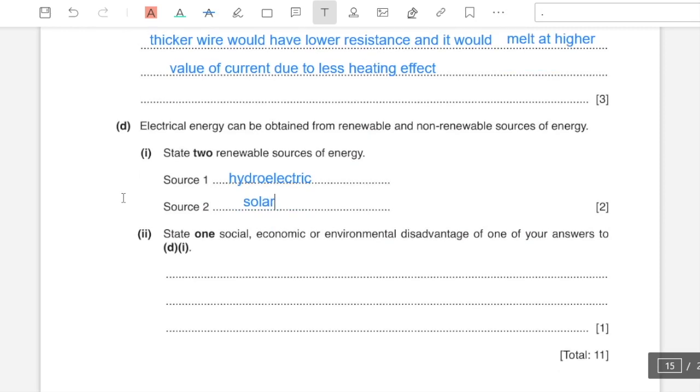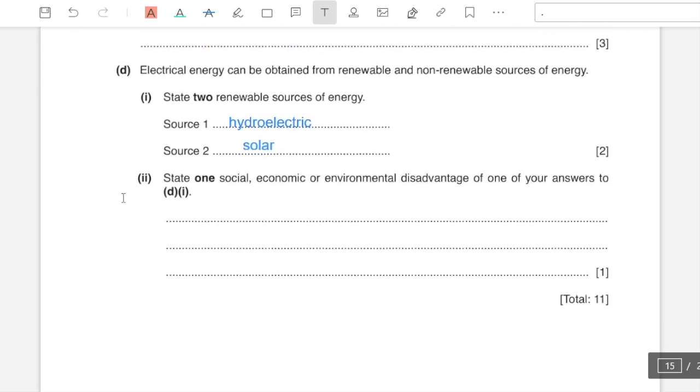Two, state one social, economic, or environmental disadvantage of one of your answers to D1. Alright, so I'm going to go with the solar source.